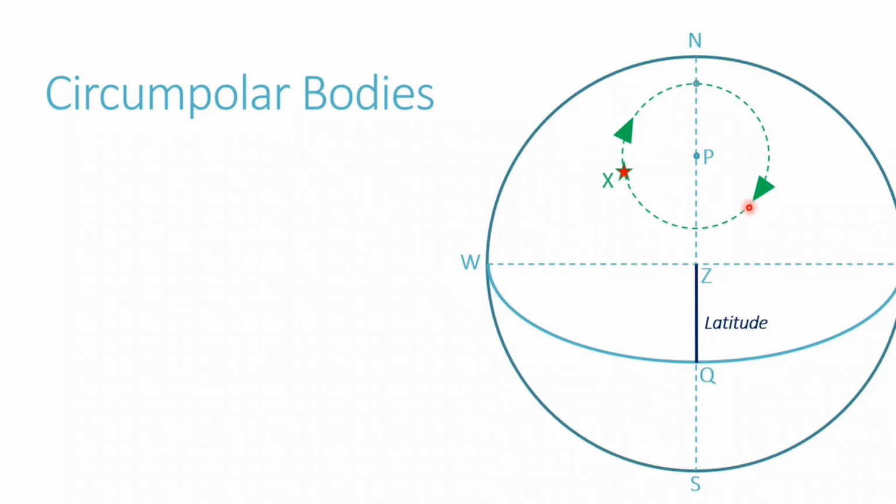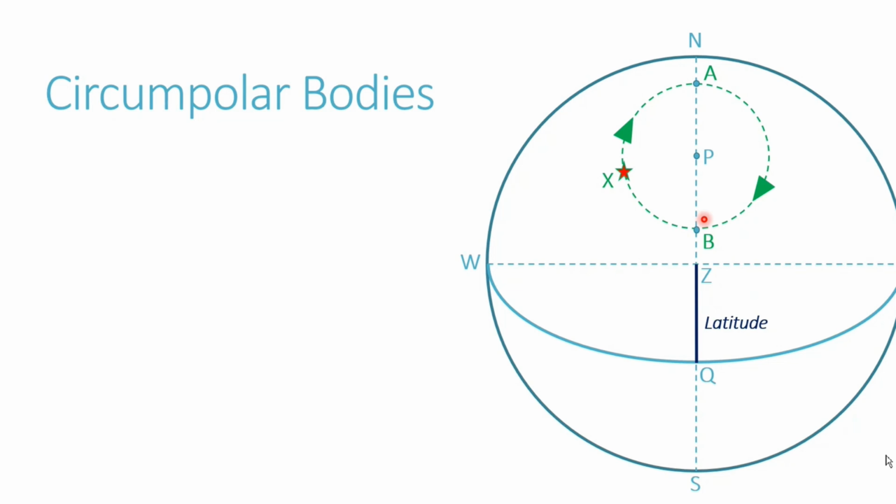Now, the direction of the motion of the star is represented by these two arrows. In this diagram, we can see that the star comes north of the observer at two instances. At point A, it will be north of the observer, and the bearing of the star would be 000. And again, when it crosses the meridian at point B, it will again be north of the observer with a bearing 000. Now, this is only possible in case of a circumpolar body.